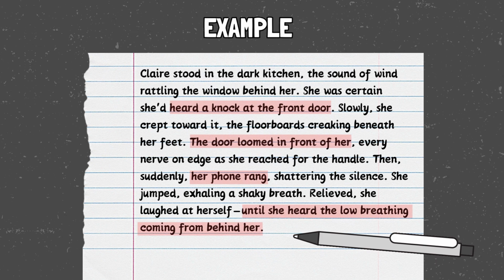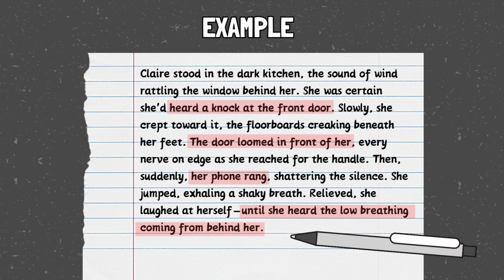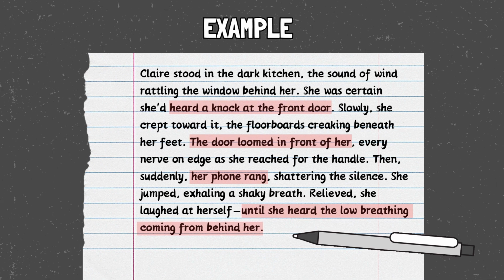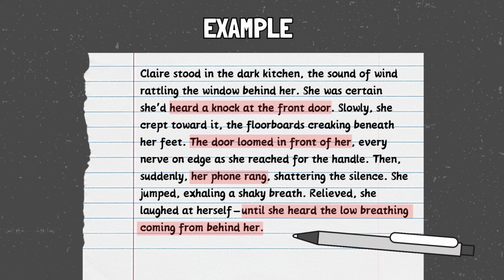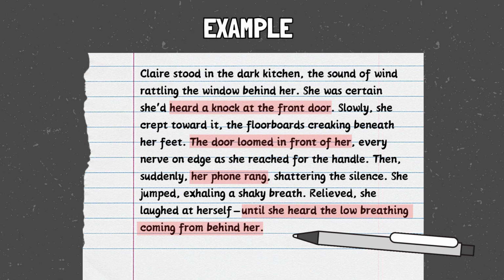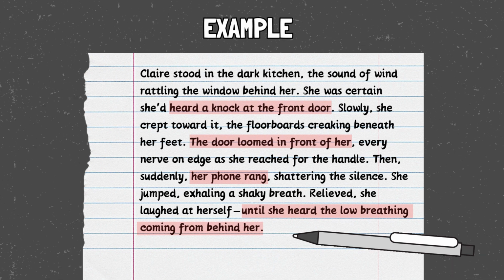This scene uses misdirection by making the reader focus on the potential danger at the front door, only to shock them with the real threat behind her. The false sense of security created by the phone ringing distracts from the actual danger, amplifying the fear when the unexpected twist is revealed.